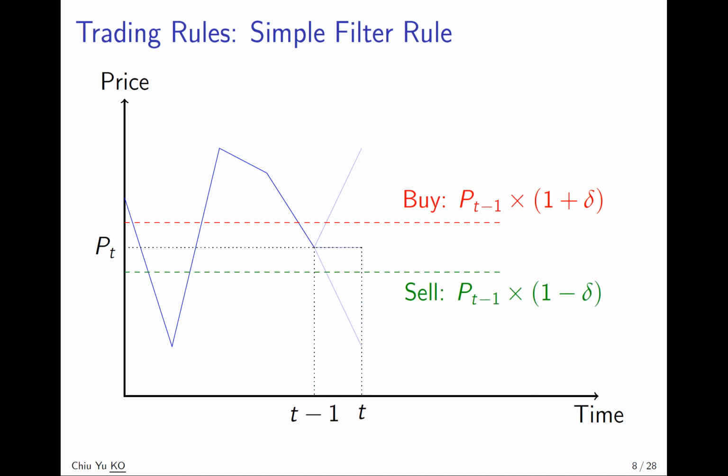Look at the graph. The price fluctuates like the blue line, and the red and the green lines are the thresholds calculated based on the price at T minus 1. If the price shoots up, then you would have a buy signal. If it shoots down lower than the green dash line, then you would sell. One thing you see from the filter rule is that it basically uses only today's price and yesterday's price, so it discards all the prices before.